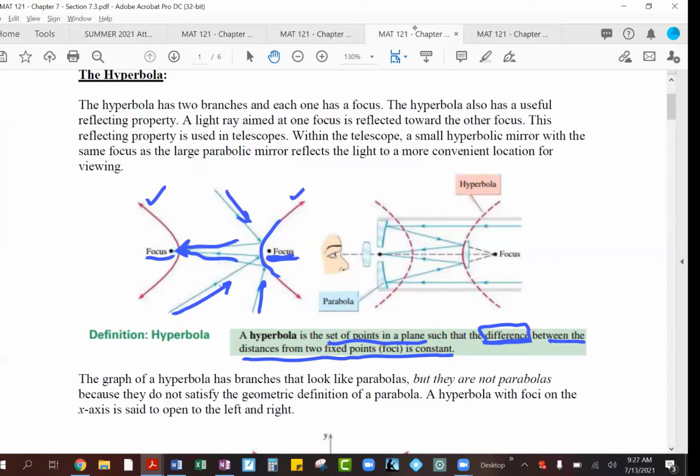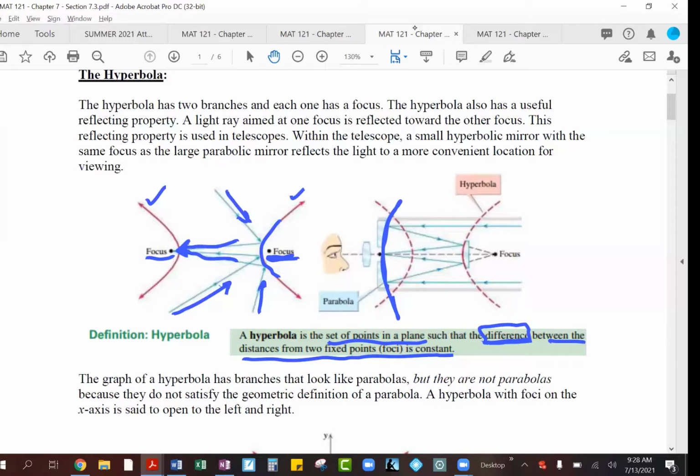So we actually use this idea in telescopes also. Remember, we talked about the parabola and using its reflection property, but we actually use both parabolas and hyperbolas together to get even images in a telescope. So this is actually your parabola right over here.